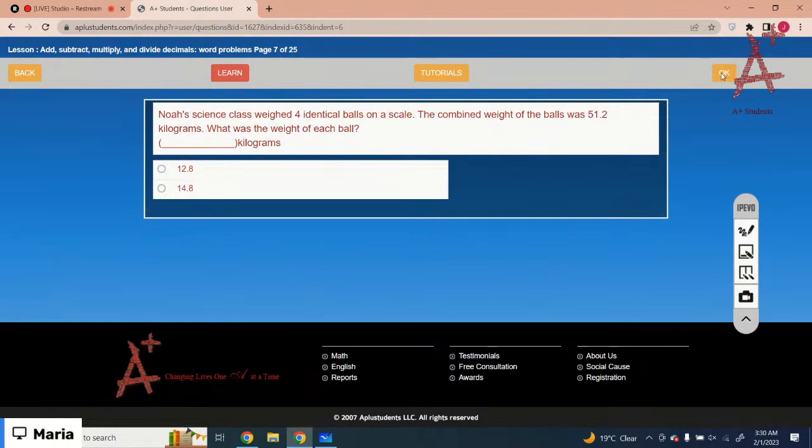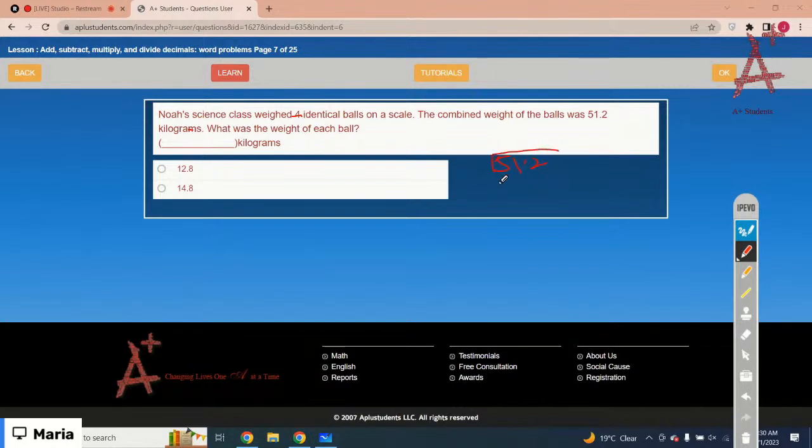Okay, the next one is: no science class weighed four identical balls on a scale. The combined weight of the balls was 51.2 kilograms. What was the weight of each ball? So the four balls weigh 51.2 kilograms. Let's see what the weight of one ball is. You have to divide by 4.